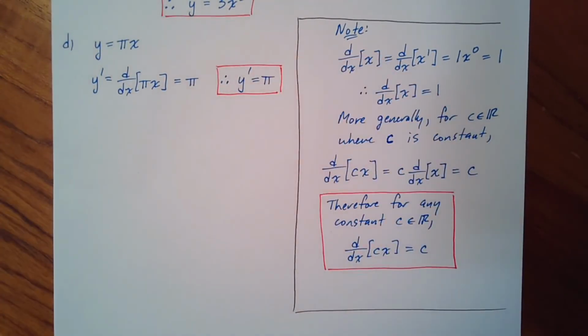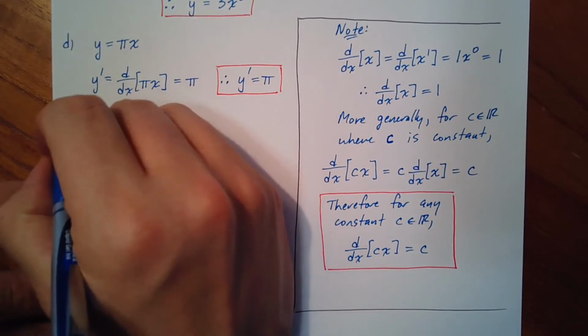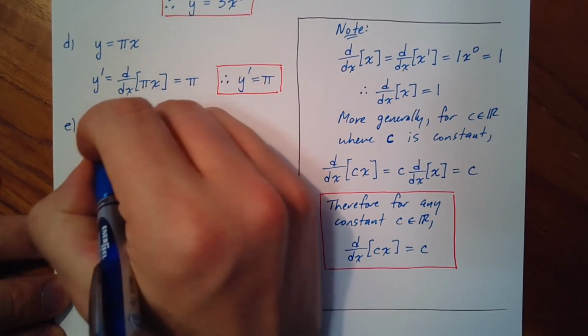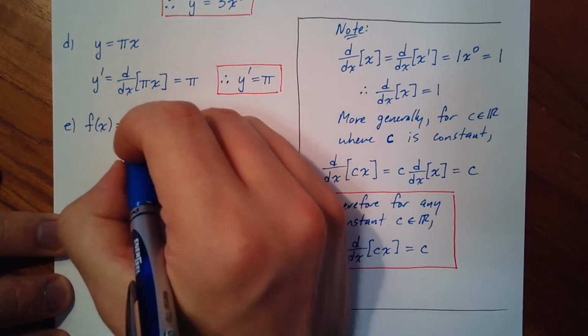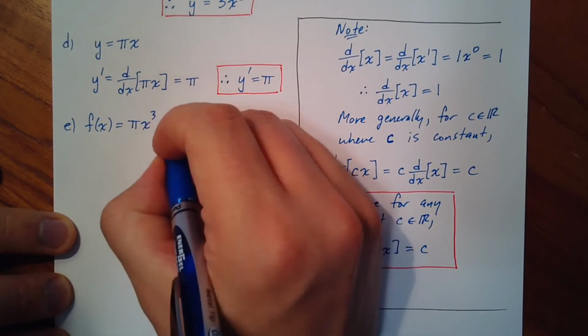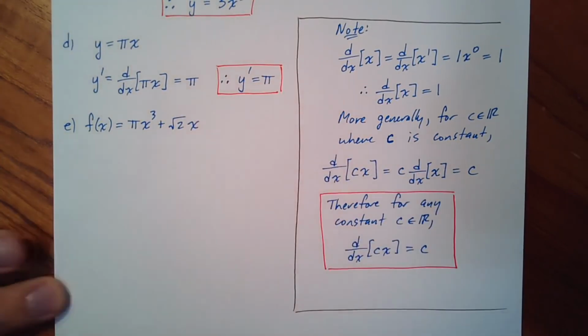All right, we have one more example, f of x. Let me just copy the function down again. We have f of x was equal to pi x cubed plus the square root of 2 times x. So that was part E of this example. So let's find f prime of x.